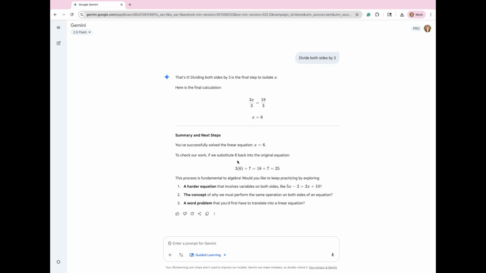So then it has this great summary and next step. So it's saying, you solved this equation, and then it's showing you how you could go back and check your work to make sure that this is correct, which is really, really helpful. So this is a really great feature to introduce your students to AI in a way that enhances their learning instead of using AI to do the learning for them.